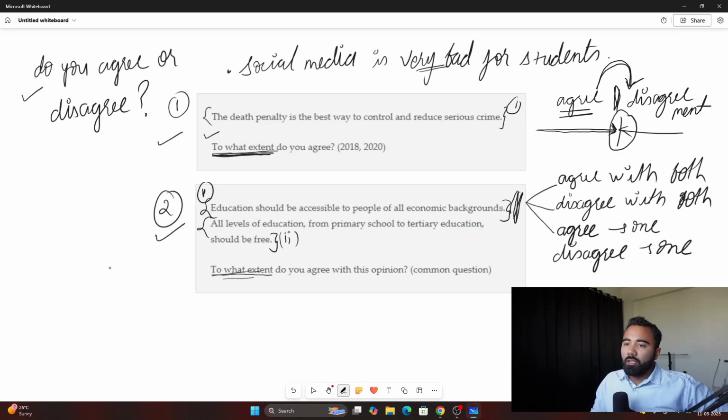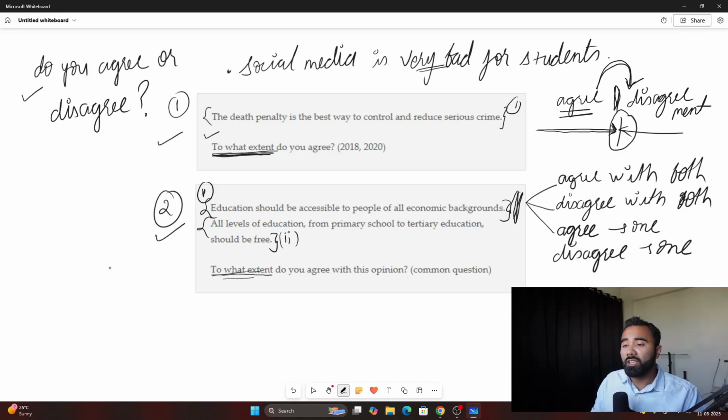Okay, the second one is: the death penalty is the best way to control and reduce serious crime. Here in the second essay, you were already given 2 opinions, so the transition was clear: up until this point I will agree, and after that point, with the second opinion, I can choose to agree, disagree or whatever. But in the first essay, the death penalty is the best way to control and reduce serious crime. That is the only opinion that is given to you, and you are asked the same question: to what extent do you agree with this opinion?